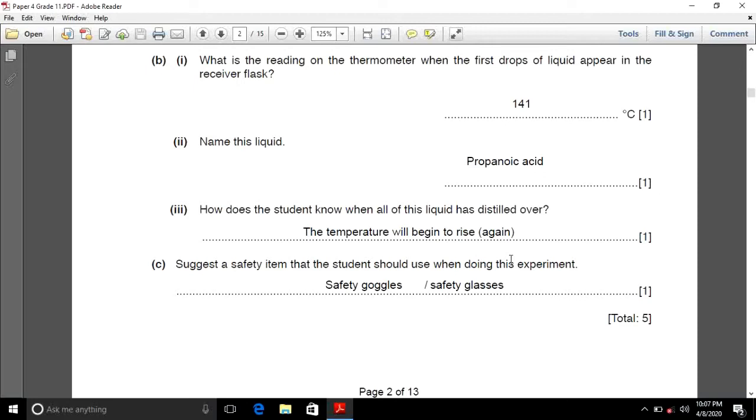How does the student know when all of this liquid has distilled over? The temperature will begin to rise again after being constant for a while. Part C: suggest a safety item that the student should use when doing this experiment. He should use safety goggles or safety glasses.